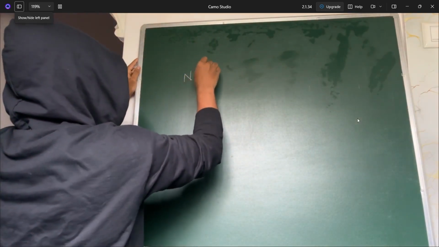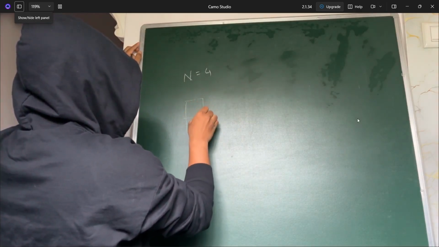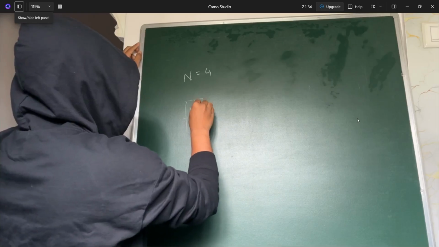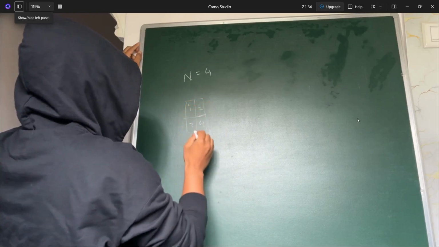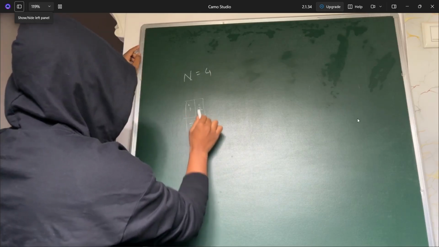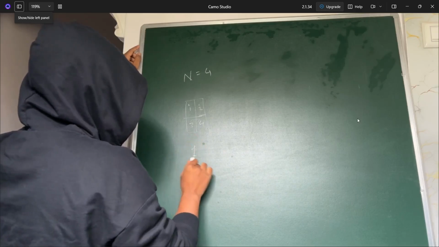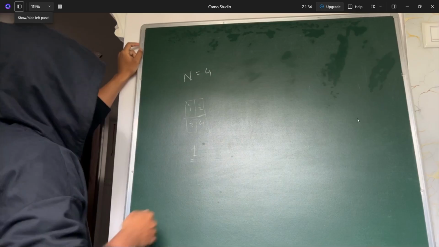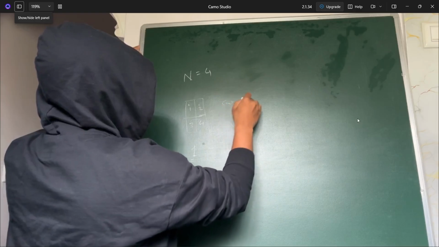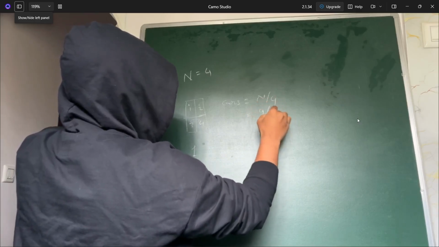So n they've given is 4. They're saying in a car, let's assume there are 4 seats: 1, 2, 3, 4. Let's say here is the driver, a person sitting in the front, and 2 people in the back. So there are 4 friends. If you look at the diagram, we need only one car, so 1 is our answer. But how do we solve using mathematics? What we will do is take the number of cars required to be n divided by 4. That will be 4 by 4, which is 1.